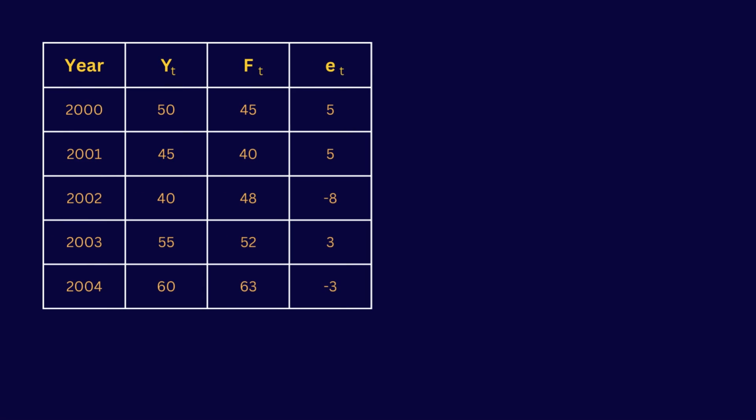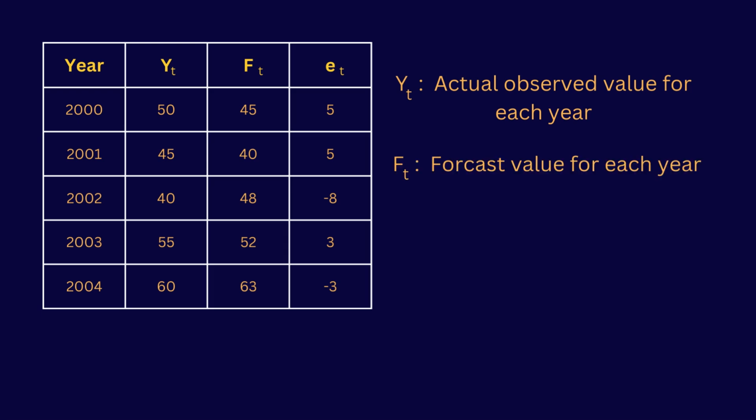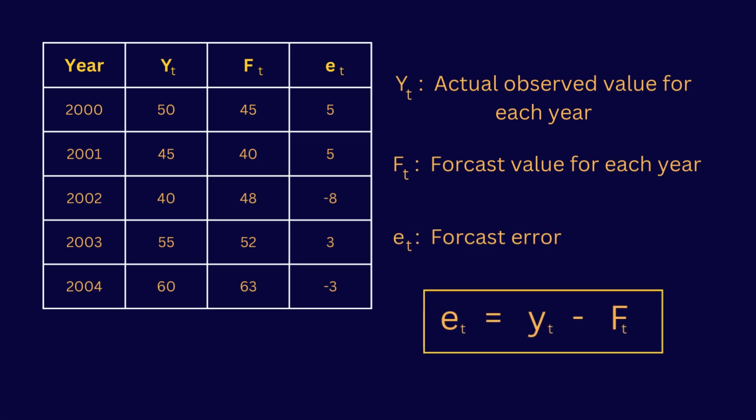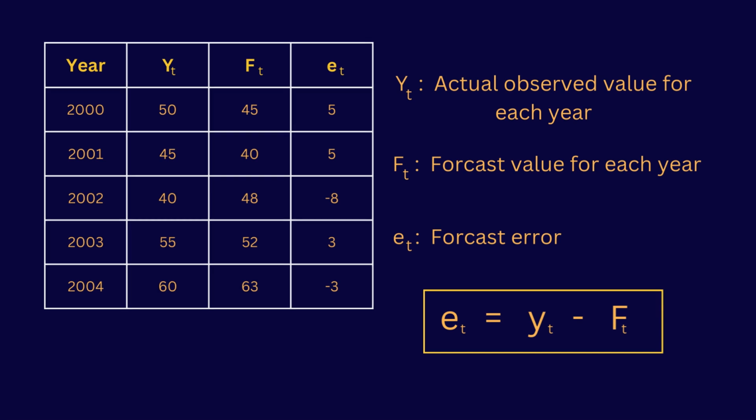This is the dataset for today's session. We have 5 years of data from 2000 to 2004. The columns include YT, which is the actual observed value for each year, FT, which is the forecasted value for each year, and ET, the forecast error, which is simply YT minus FT. The formula for the error ET is simple. It's the difference between the actual value YT and the forecasted value FT for each year.